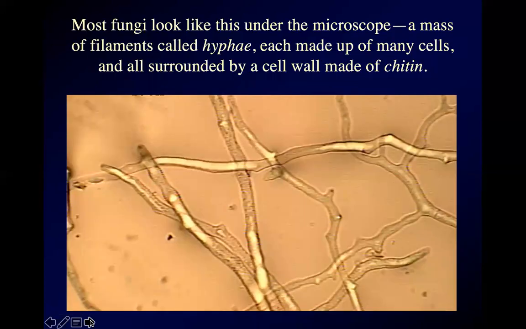Okay, moving on to the fungi. Most fungi, if you look at them under the microscope, look like this. They don't have solid bodies as such. What the body of a typical fungus is made of is a mass of filaments. They're called hyphae. Just one filament is a hypha. Many filaments are hyphae. Each one of these is made up of many cells stuck together end to end, making up a long chain. And then the whole thing is surrounded by a cell wall. And the cell wall of fungi is made of a substance called chitin.